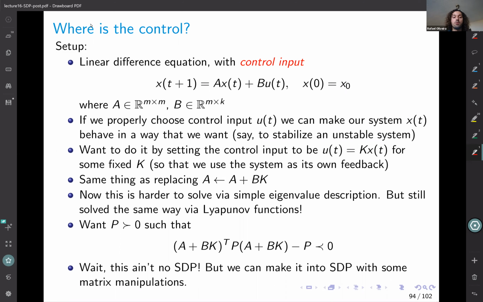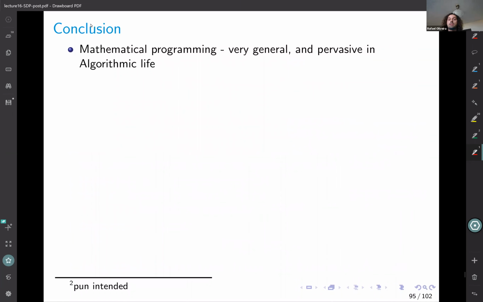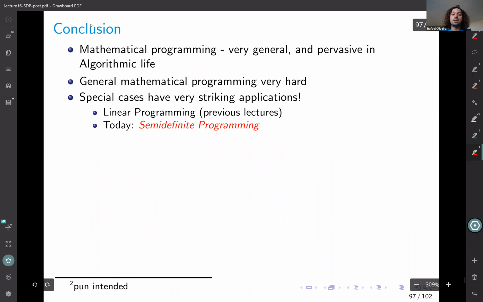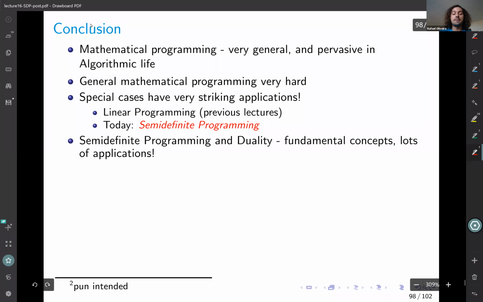Okay, so, and now to conclude, what did we learn today? We saw, again, the mathematical program is very general and pervasive in algorithmic life. And this problem is very hard, but there are special cases that are very striking. And we have been learning about linear programming today. And on Wednesday, we're going to see semi-definite programming. And semi-definite programming duality, again, are fundamental concepts. A semi-definite program is a little more sophisticated, but it gives us lots of applications.